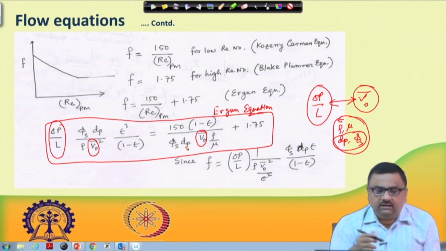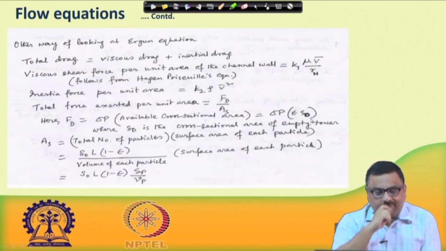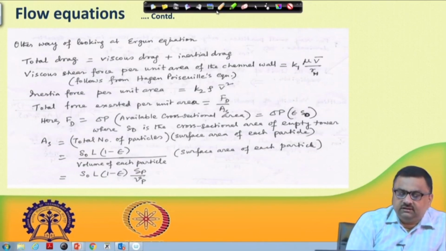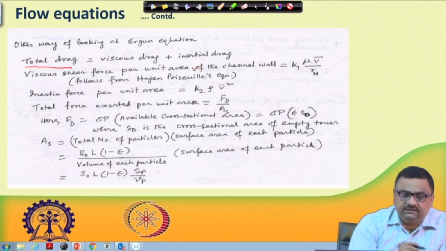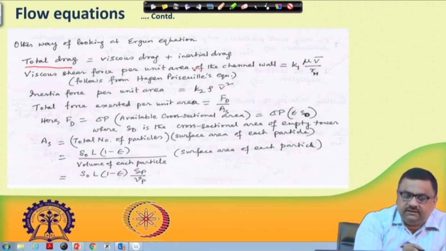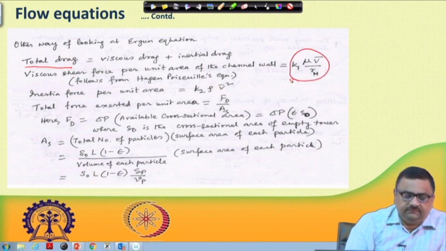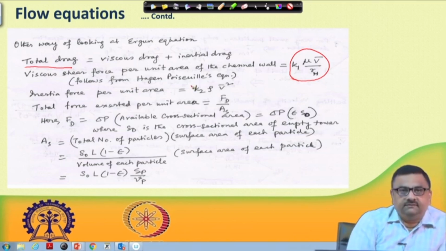Now, there could be another way of looking at this whole exercise that we have done here, which is given here. Another way of looking at the Ergun equation. One can consider total drag as a combination of viscous drag plus inertial drag, and the viscous shear force per unit area of the channel wall is given by this quantity, whereas this follows directly from the Hagen-Poiseuille equation.